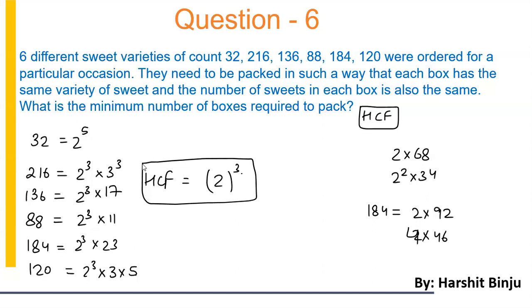Okay, so you can have 8 sweets per box. If you have 8 sweets per box, you'll be requiring 4 boxes from here, 27 boxes from here, 17 boxes from here, 11 from here, 23 from here, and 15 from here. You can add these numbers, you'll get the minimum number of boxes, and that will be your answer.